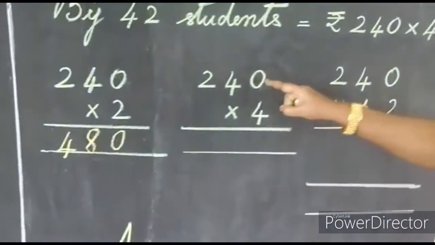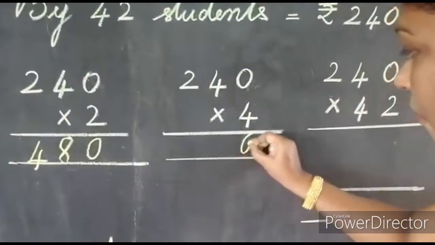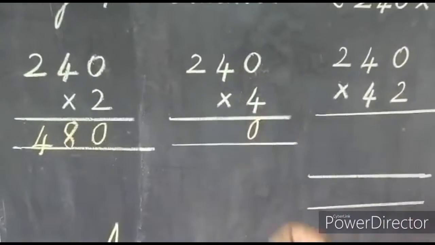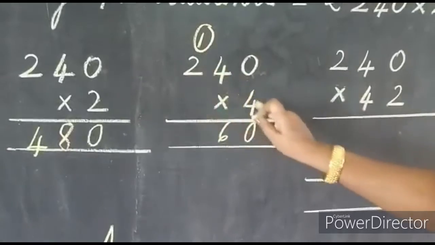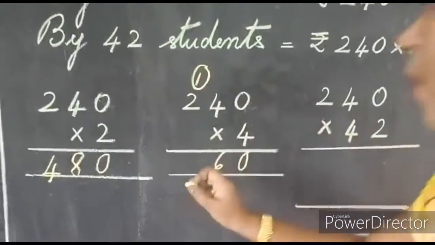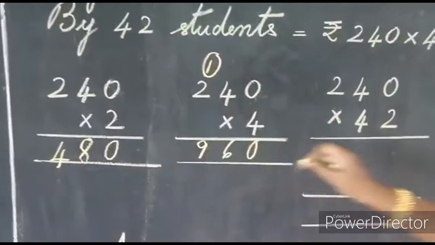Next step. 0 4s are 0. 4 4s are 16. 6, carry over 1. 2 4s are 8. 8 plus 1 is 9. Now let's write it down.